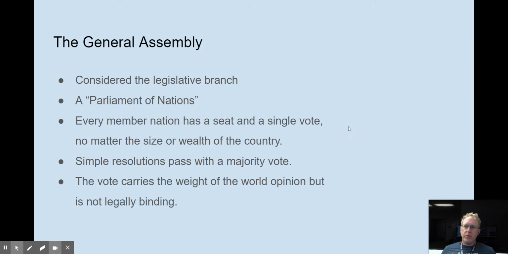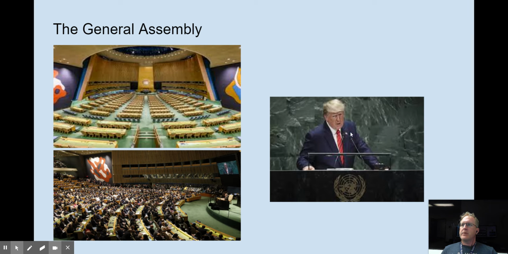Now, again, if you vote, it carries the weight of world opinion, but it's not legally binding. So again, it's more resolutions, not laws. All right, so here's what the General Assembly looks like. As you can see on the top left, that's the assembly empty. On the bottom left is, I believe, President Trump's presentation to the General Assembly. It's tradition that about once a year, the President of the United States makes a speech to the General Assembly. It's not required. It's just kind of a tradition. I believe it is usually in October-ish, somewhere in there.